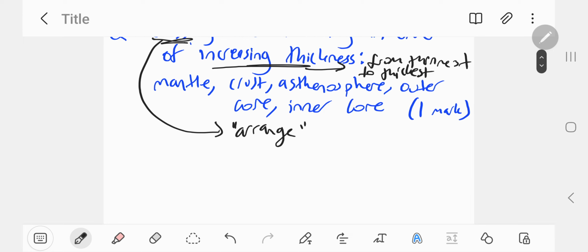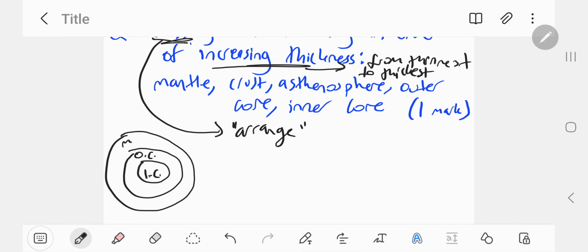So let's do it. Doing this question requires us to know relative thickness. If you look back to the Earth structure, inner structure, we've got the inner core, I'm going to call it IC for short, inner core, outer core, OC, and then mantle. Remember, this is not to scale. And the asthenosphere, A, and the crust on the outside.